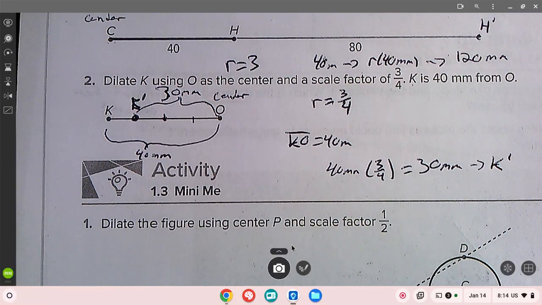So right here though, you made your K on the wrong side. No. This would be if we had a scale factor of negative 3/4.